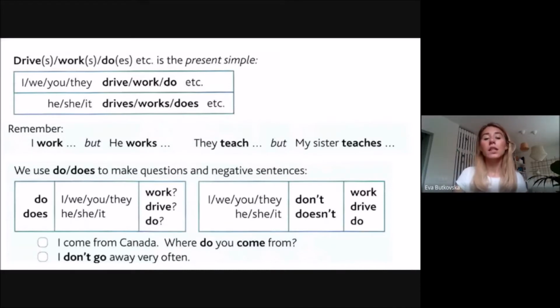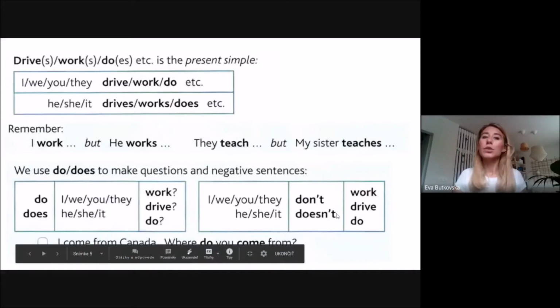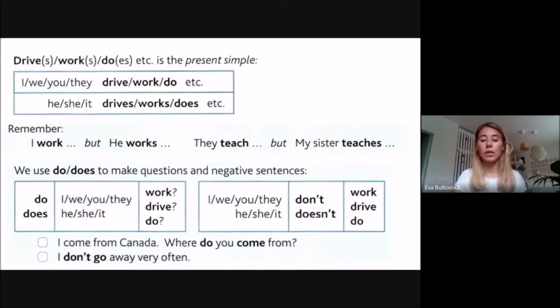So that was a little thing about the structure, but today's topic is really to talk about the difference between present simple and present continuous. Please, if you have any questions according to present simple, now is the time.